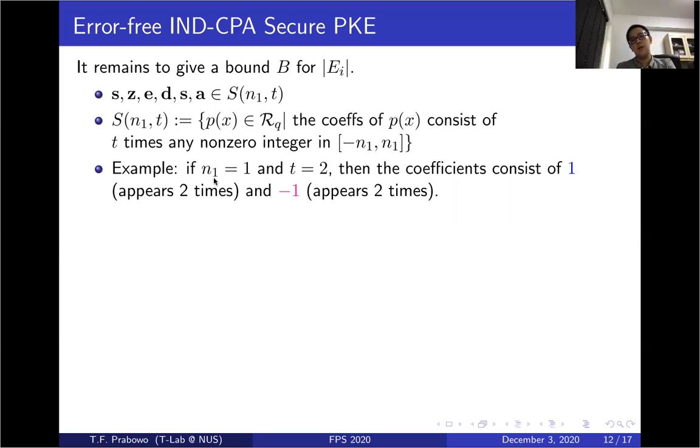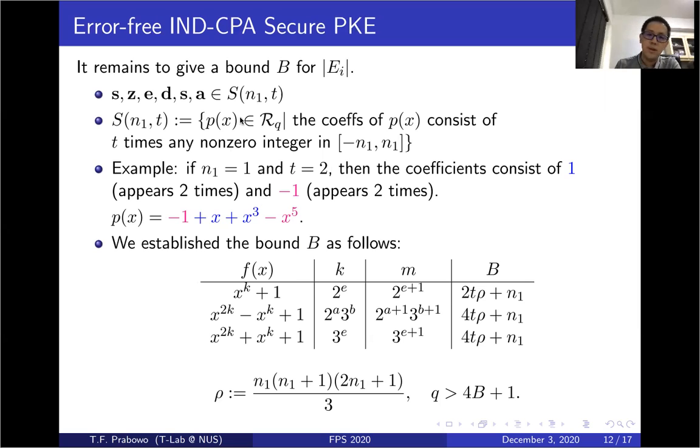So let's look at an example. Take n1 to be 1 and t to be 2. Then its polynomials consist of 2 times any non-zero integer in the interval minus 1 to 1. The non-zero integers in the interval minus 1 to 1 are only 1 and minus 1. And 1 appears 2 times because t equals 2. Minus 1 also appears 2 times. So the polynomials in this set look like this, where minus 1 appears 2 times as coefficients, plus 1 also appears 2 times as coefficients.